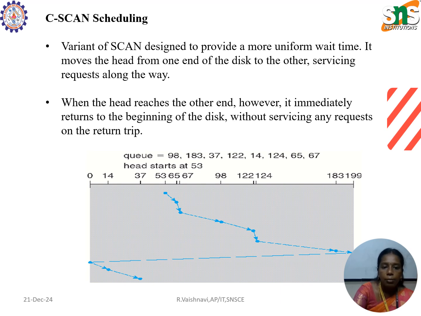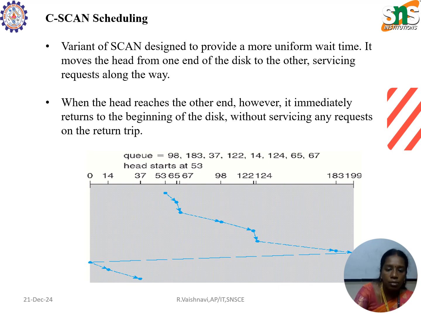Next one is the C-SCAN scheduling, a variant of SCAN designed to provide a more uniform wait time. It moves the head from one end of the disk to the other, servicing the requests along the way. When the head reaches the other end, however, it immediately returns to the beginning of the disk without servicing any requests on the return trip.